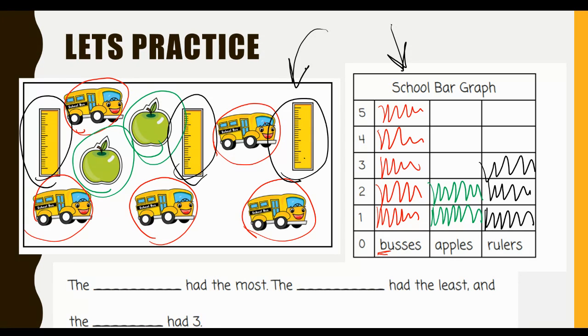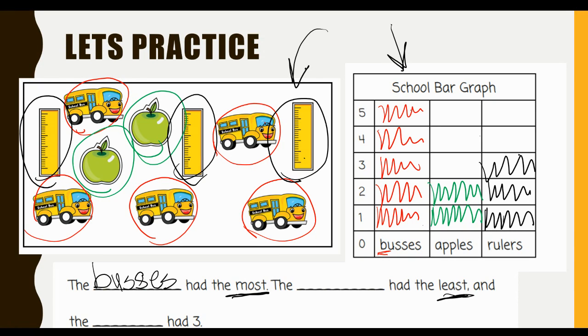Now this time we have some questions. It's asking who had the most, who had the least, and who had 3. So the most means the most, right? Looking at our bar graph, we don't have to look at the picture, but looking at our bar graph, which one goes all the way to the top? That's right, the buses do. So the buses had the most.